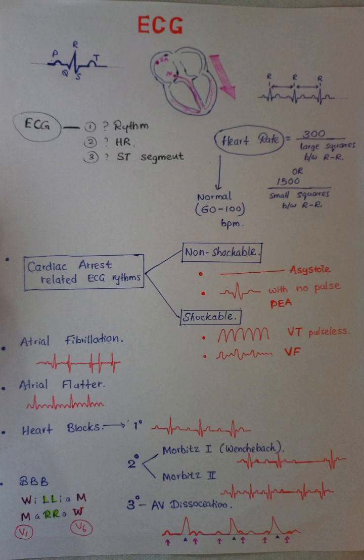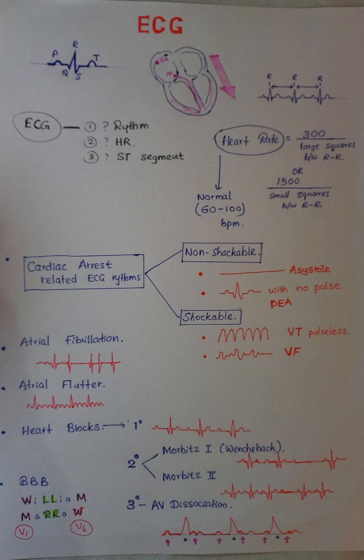Then we briefly discuss the heart blocks. There are mainly three types: first degree, second degree, and third degree. In the first degree, all the impulses conduct through the AV node. There is no blockage, but there is a delay. So in the ECG, what we can see is PR prolongation. If the PR interval is more than 5 small squares, it is considered a prolonged PR interval.